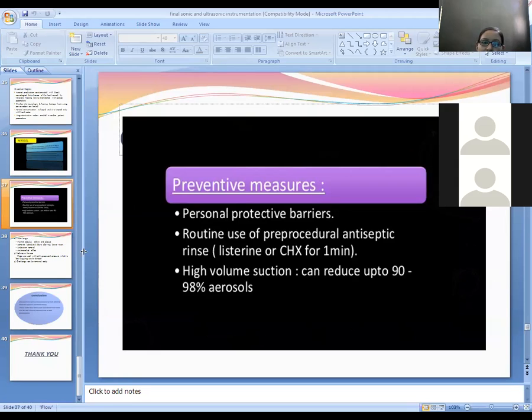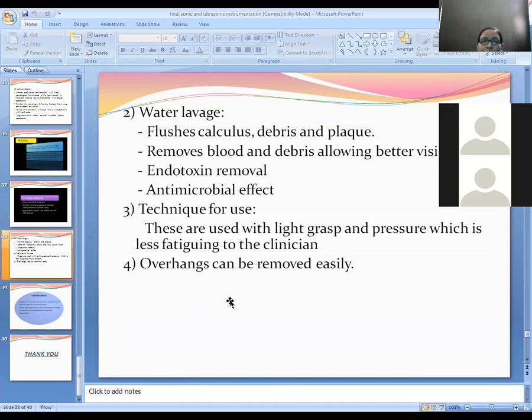The preventive measures are to use personal protective barriers, that is the personal protective equipment, which is nowadays called PPE. Then routine use of a pre-procedure antiseptic rinse, that is Listerine or chlorhexidine for 1 minute. Then high volume suction can reduce 90% to 98% of aerosol production.